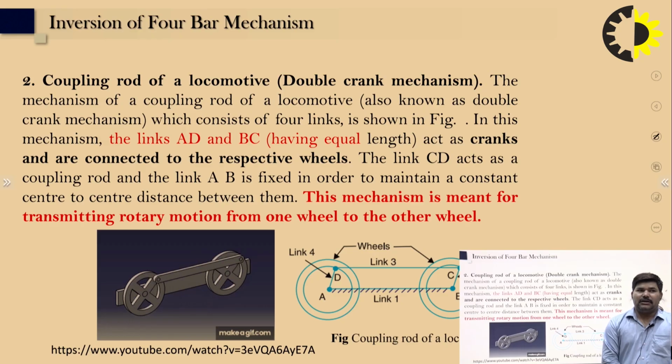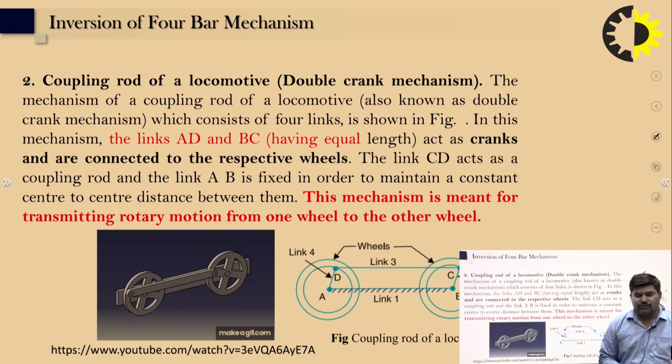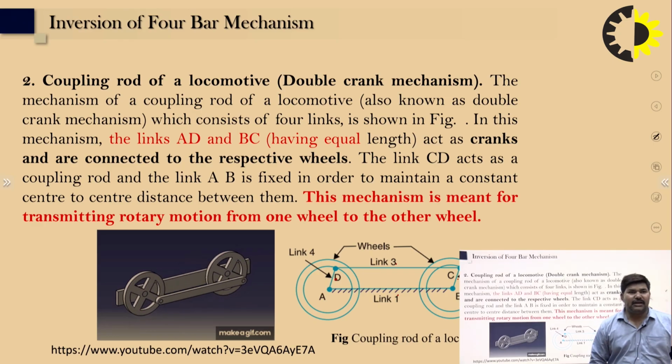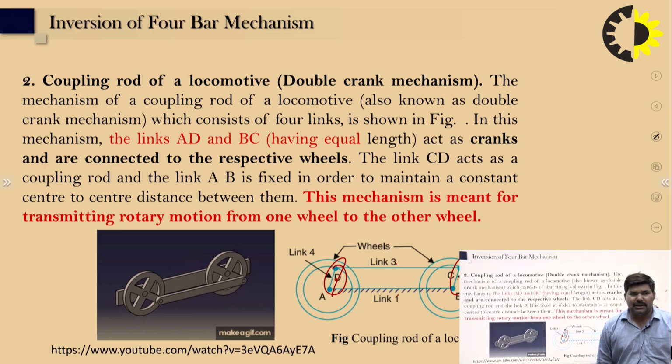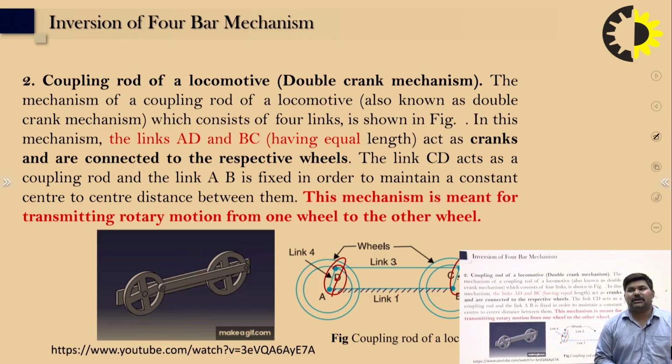Second, we can say the double rod of the locomotive engine, the double crank mechanism. This mechanism of the coupling rod of the locomotive is also known as the double crank mechanism, and it consists of 4 links. In this figure you can see link 1, 2, 3, 4. So a total of 4 links, and the links AD and BC are of equal length, and act as the cranks and are connected to the respective wheels.